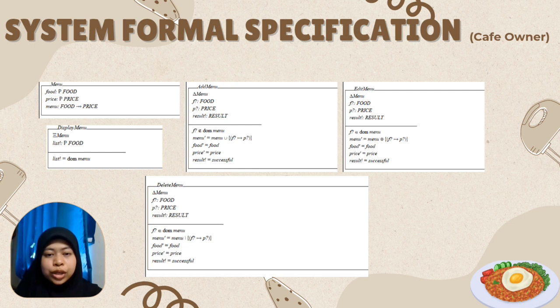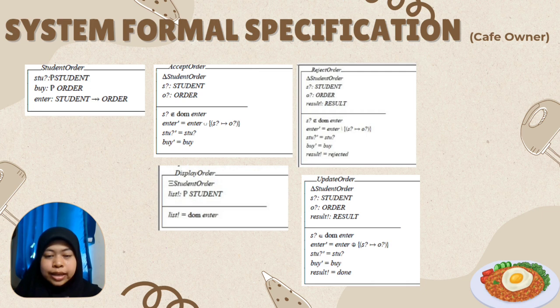For cafe owner, they are allowed to manage their menu and also the orders taken from the customer. We start with cafe owner state schemas, which keep track of usernames, passwords and also login credentials for owners. There are also other schemas like register cafe owner, which adds a new cafe owner to the database if they don't exist, and also login and logout schemas, which manage authentication and also session transitions.